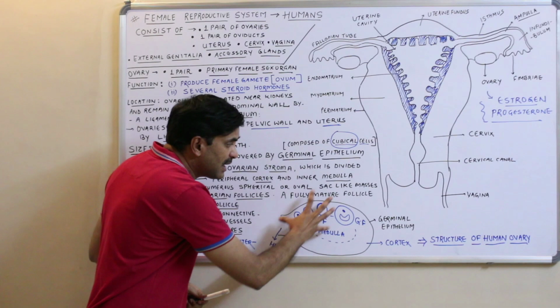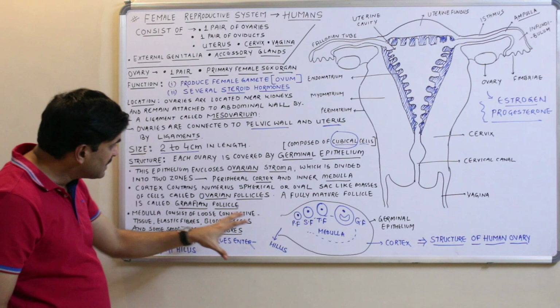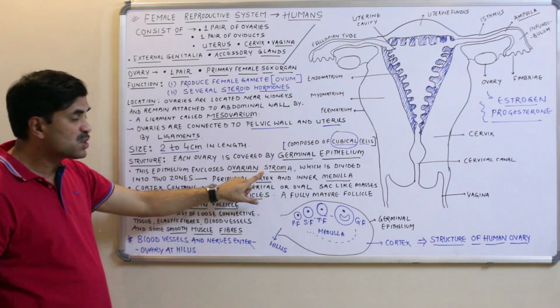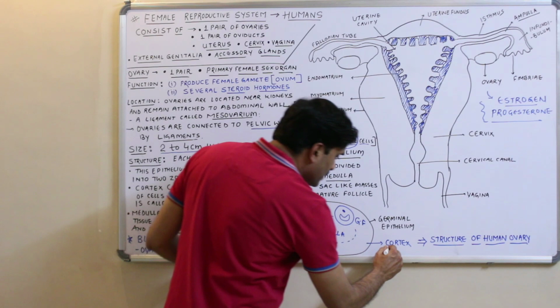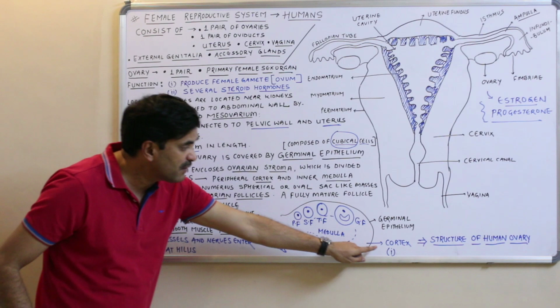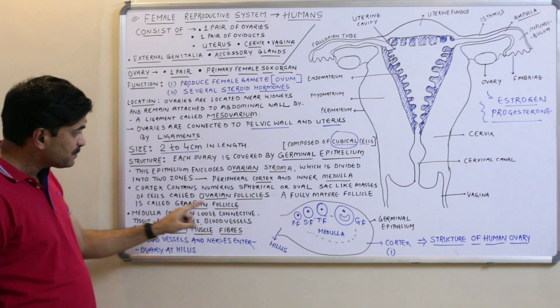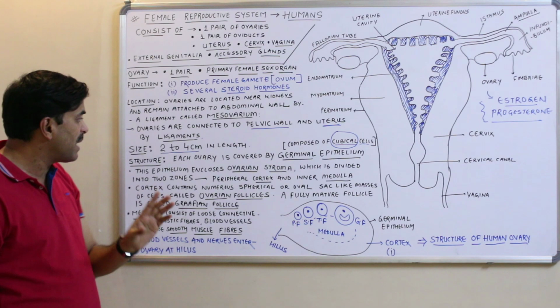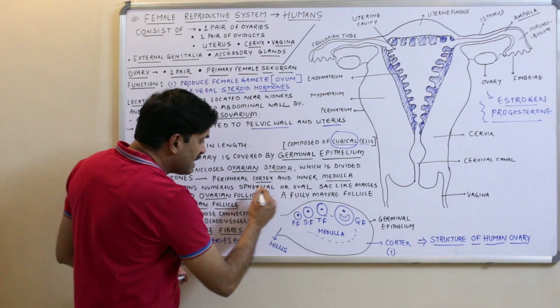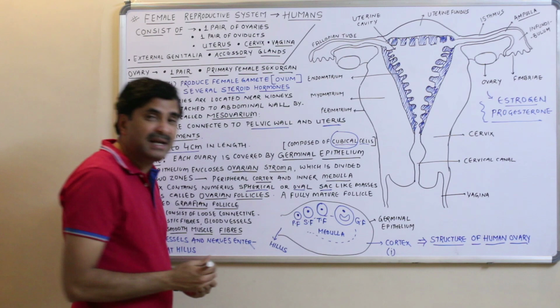Inside the germinal epithelium, the entire portion of the ovary is called the stroma, also called the ovarian stroma. This ovarian stroma is divided into two portions. The outer or peripheral one is called the cortex, and the middle one is called the medulla. Now, what about the cortex? Cortex is a very important region of the ovarian stroma. In the cortex region, spherical or oval, sac-like or bag-like structures are present, and these structures are called ovarian follicles.